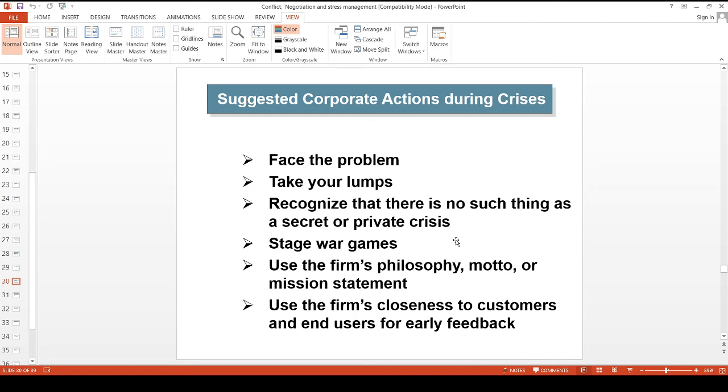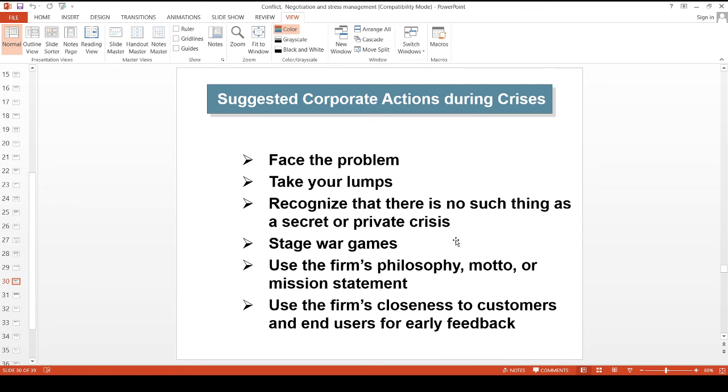So let's discuss the suggested corporate actions whenever a crisis is there in the organization. The managers will have to face the problem. Whenever there is an issue, you will have to face it. Ignoring that problem will not serve the purpose. You will have to face the problem, and you have to make an attempt to resolve it. If you try to ignore the problem, then again it will become a more serious issue in the future. Take your lumps, don't avoid it.